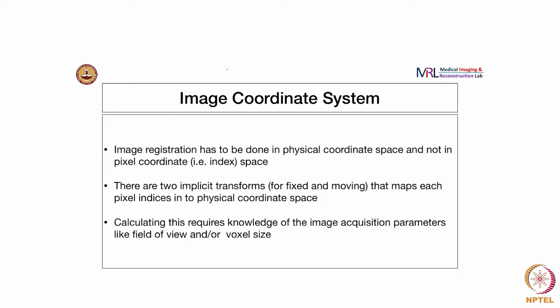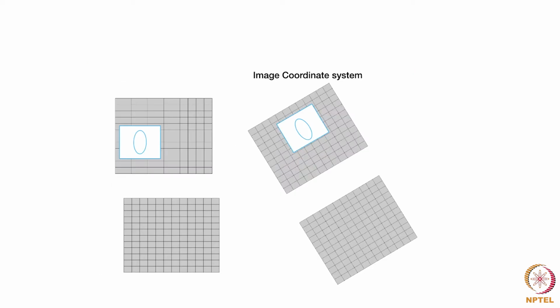So before you do any image registration or apply coordinate transforms, we have to do an implicit transform which maps the pixel indices into some physical coordinate space. You don't have to estimate this; you will have all the parameters necessary. Typically this requires the field of view, the voxel size, and an origin of the lab coordinate or imaging system coordinates. Once you define that origin, you're all set. We will look at this in slightly more detail with the help of some images.